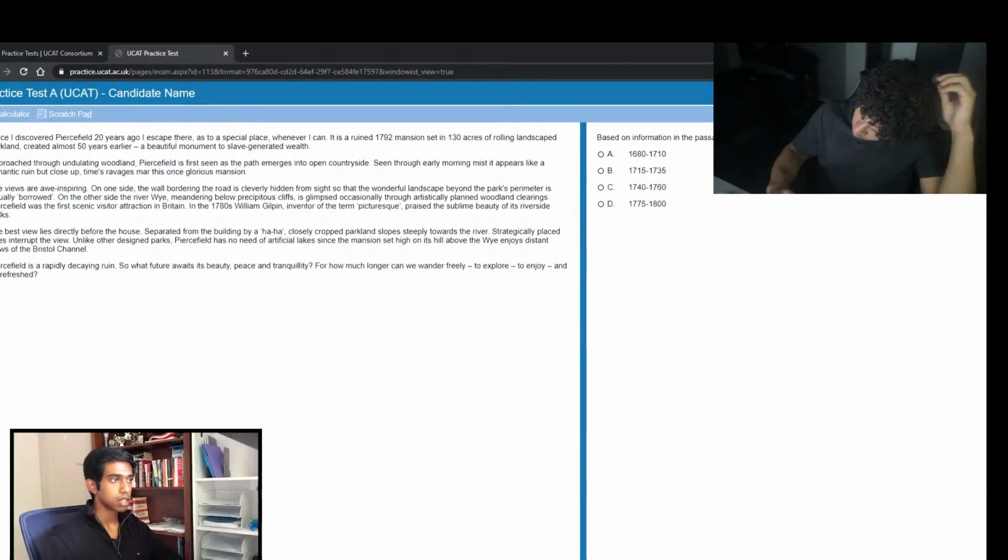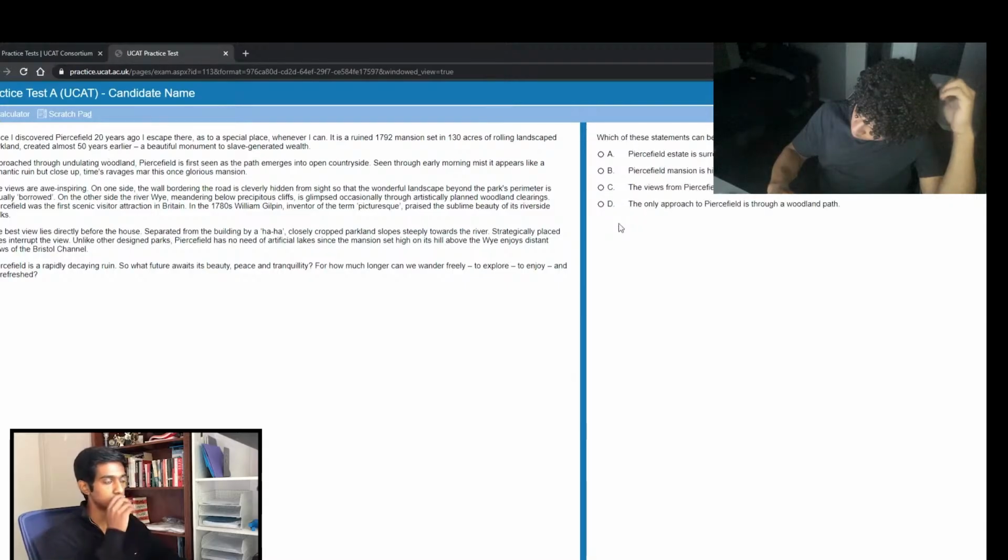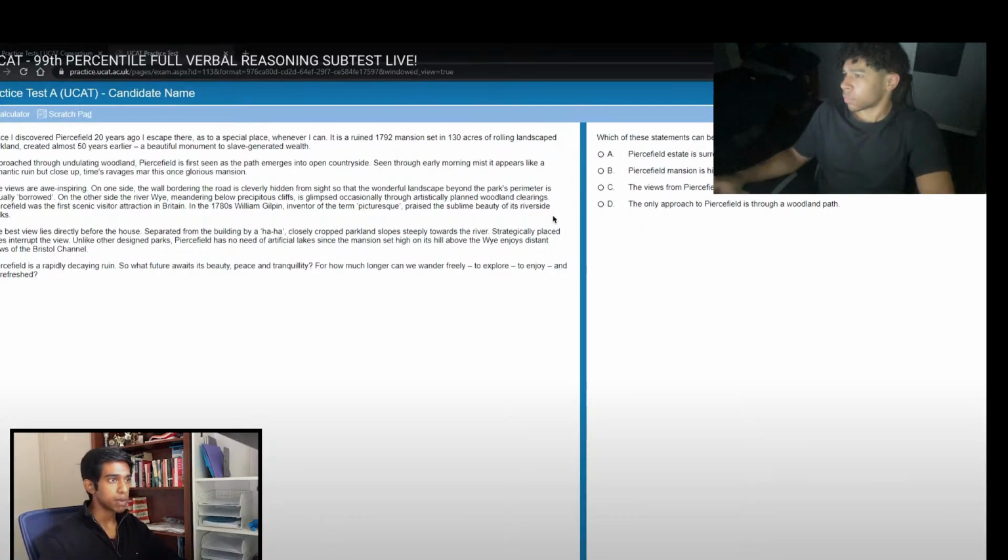Landscape parkland was probably designed between the years. Okay, landscape parkland is what I'm looking for. Rolling landscape parkland, okay. Created almost 50 years earlier. So 50 years earlier than 1792 is just 1740 to 1760. Damn, he did that. Can be fast. Best. Using the information? Okay.